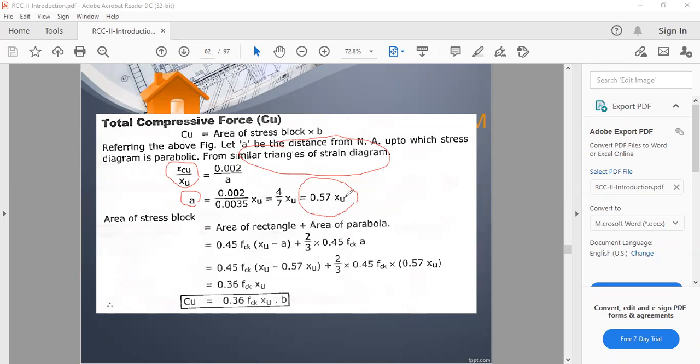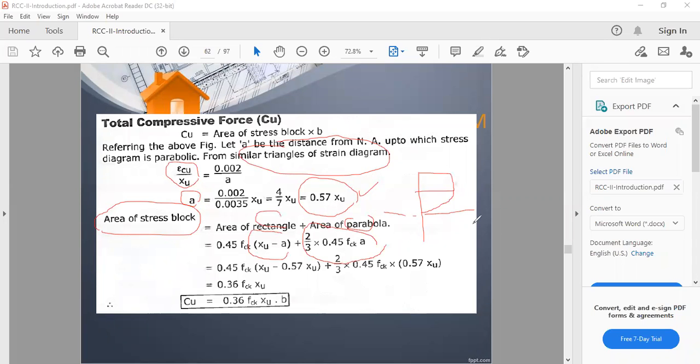So the value of A is coming out to be 0.57 times XU. And what is the area of the stress block? So you know the area of the stress block, if you consider, is like this rectangle up to this part, and then the parabolic part. So area of rectangle and area of parabola, that is the combined one. So 0.45 FCK into XU minus A plus 2/3 of 0.45 FCK into A.